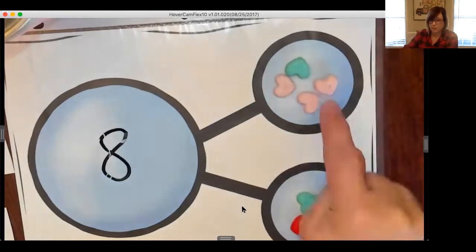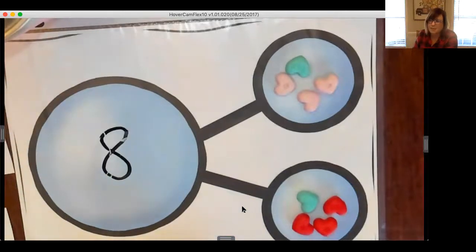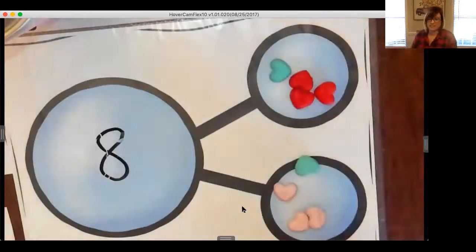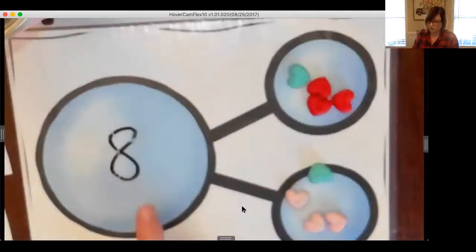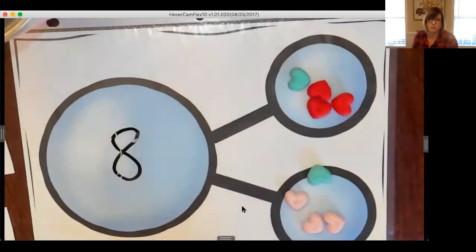So we have 4 up here, 4 down here, right? Because I can look at that and tell, or I could count them. So 4 plus 4 is 8, or you could switch them. 4 plus 4 is 8. So those are all the different ways that you can make the number 8. You break it apart from your whole, and those are some different ways.